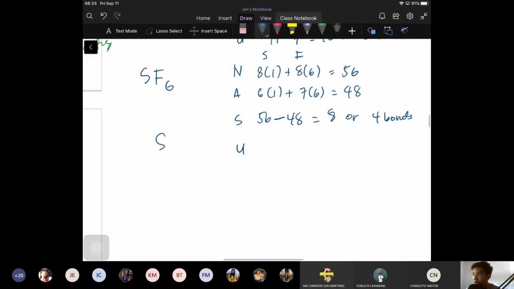4 bonds lang yung kaya i-allocate ng octet rule. Okay, so gawa muna tayo ng skeleton. So sulfur in the middle, fluorine will surround the sulfur. So kung 4 bonds lang yung pwede, meaning hindi lahat ng atom makakaconnect. Paano to? Malulungkot yan, no? So, pumalya yung octet rule natin.